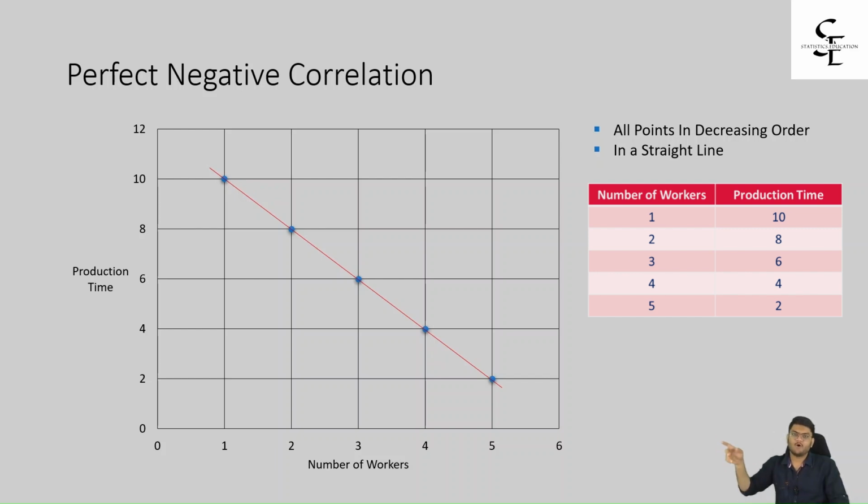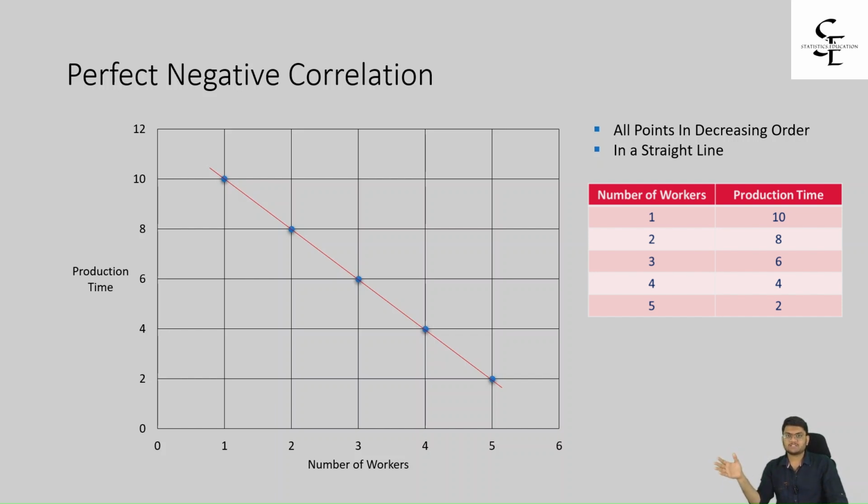On this graph, on the x-axis, we have the number of workers and on the y-axis, we have the production time. To produce one unit, one worker will take 10 hours. Two workers will take 8 hours. Three workers will take 6 hours. Now here we can notice for every increase of one worker, the production time decreases by 2 hours.